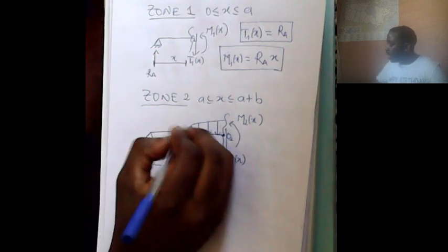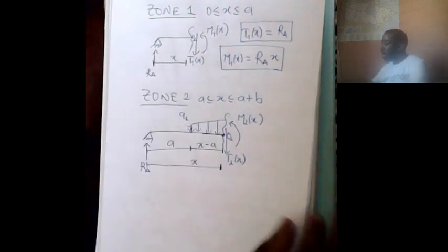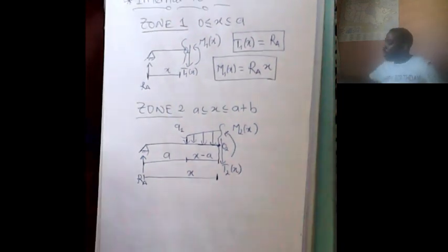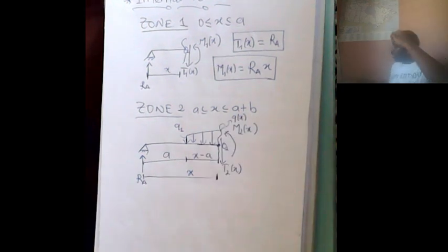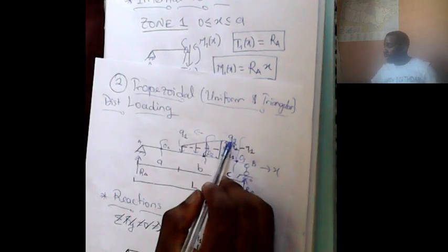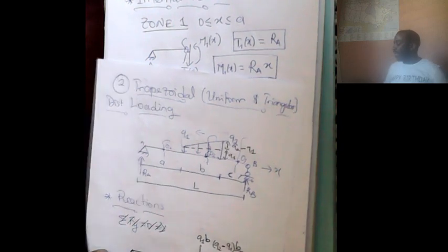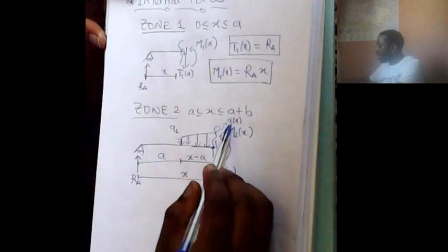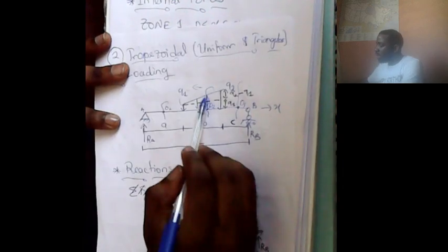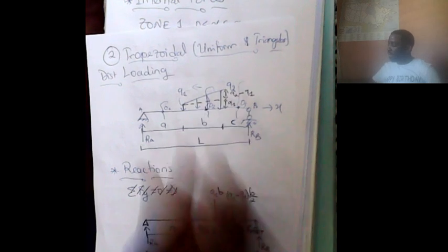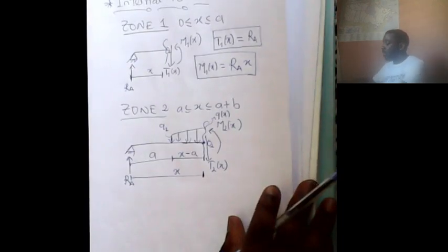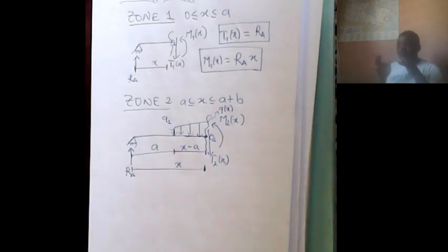So here we have our q1, no problem. And here we have q of x. We have a certain q of x because we don't know it. The highest value is at q2, but we don't know the value of q of x. That's the first thing we need to determine. We need to determine the value of q of x because we have cut here at any given point x. Getting here at any given point x means that we have q of x here, knowing that x will always vary between a and a plus b for it to be valid. So what are we saying?